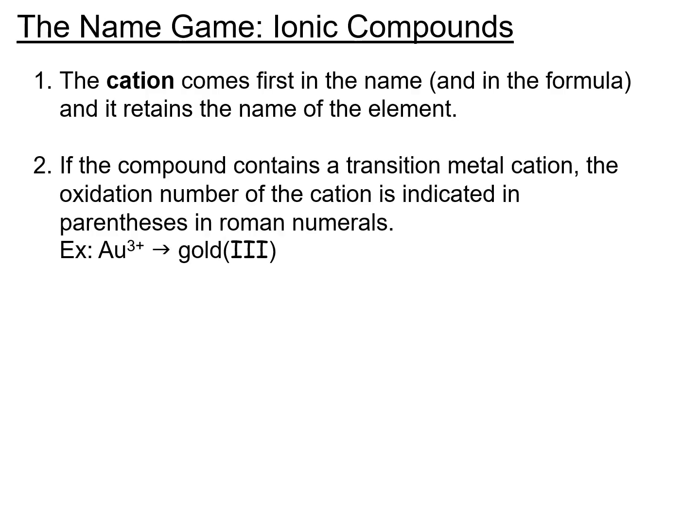If the compound contains a transition metal cation, we have to indicate the oxidation number. Remember, they can have a lot of different values. And we're going to use Roman numerals in order to indicate that. So for example, gold with a +3 charge, and it doesn't make any difference whether it's 3 plus or +3, will be written in the name as gold, parentheses, Roman numeral 3, close parentheses.